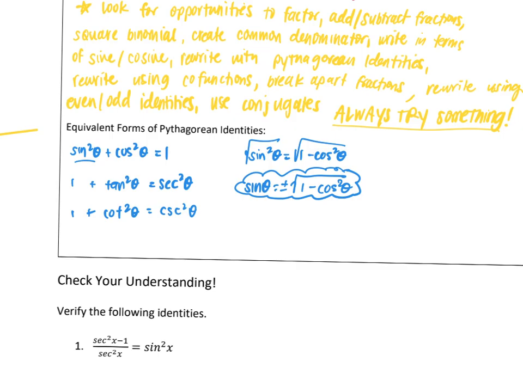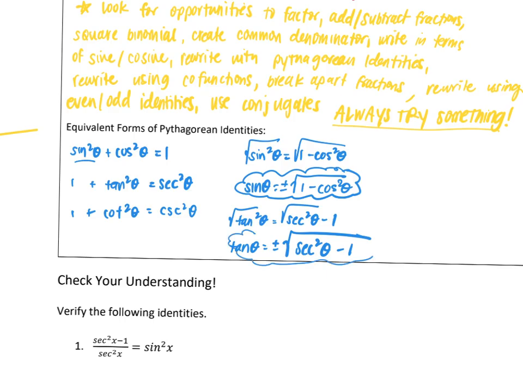Another one you could do is, you could isolate any of these. You could isolate cosine, tangent, secant, cotangent, cosecant. Let's isolate tangent. I would get tangent squared. I'm going to subtract 1 from each side. And then I could take the square root of both and get plus or minus square root of secant squared theta minus 1. Okay, so here's another equivalent form.